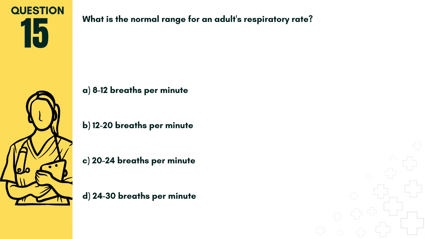Question 15. What is the normal range for an adult's respiratory rate? A. 8 to 12 breaths per minute. B. 12 to 20 breaths per minute. C. 20 to 24 breaths per minute. D. 24 to 30 breaths per minute.